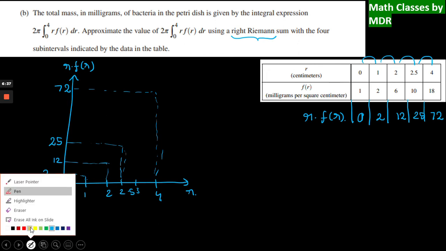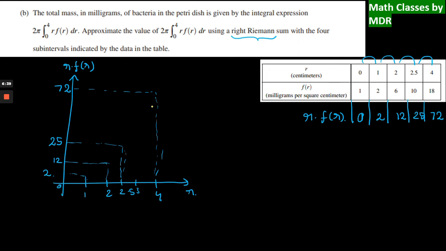So what is the right Riemann sum? When you form the rectangles from the right side, we have the blocks over here, right? Let's say this is the first block, this is the second block, this is the third block, and this is the fourth block, right?